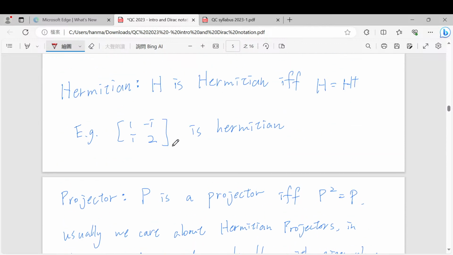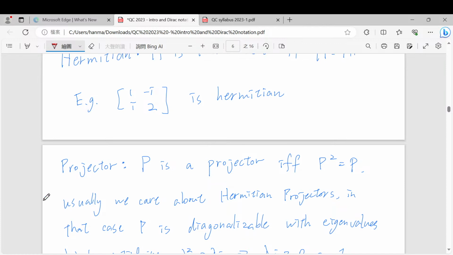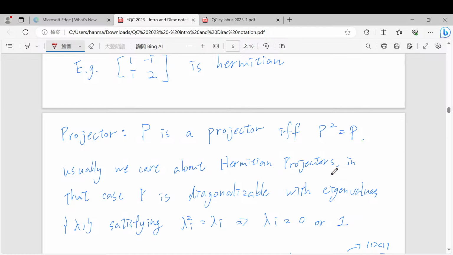And another thing: Hermitian was an adjective, now we have a noun here. Also there are matrices that are called projectors, and usually it's P for projector. Some matrix P is a projector if and only if P squared equals P. This is a very general definition, and if you just go by this definition, there will be some weird projectors that are not Hermitian, not diagonalizable. But usually we only care about Hermitian projectors.